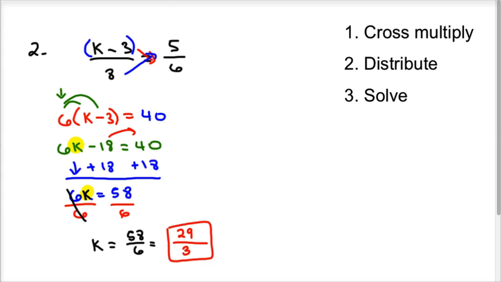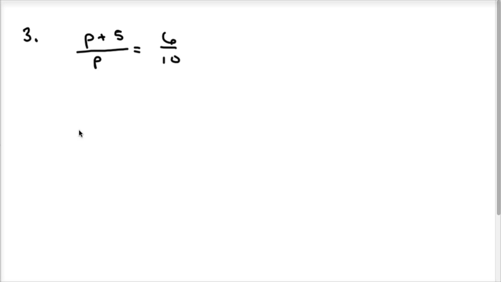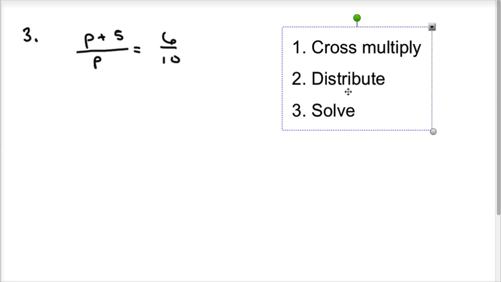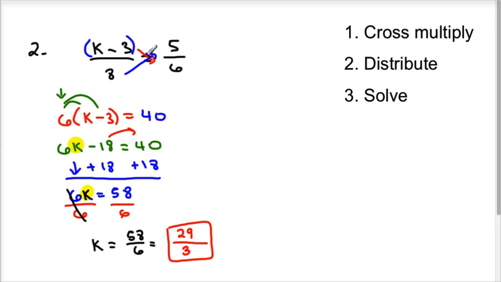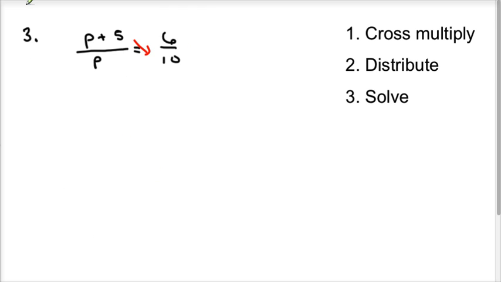Take a look at the next one. Okay, so again, let's look at our 3 steps. Cross multiply, distribute, and solve. Cross multiply this way. Now, let's take a look at this example, or in the last example. So we had the fraction 5/6. If you notice, that fraction is in simplest form. Now let's take a look at this fraction here, 6/10. Is this in simplest form? Well, it's not. So we can actually reduce this. So what is 6/10 reduced? We can divide these both by 2, and we get 3 over 5.